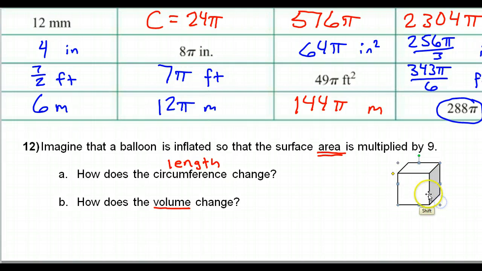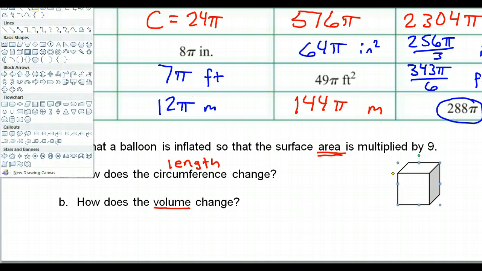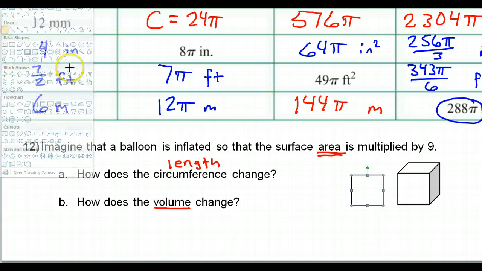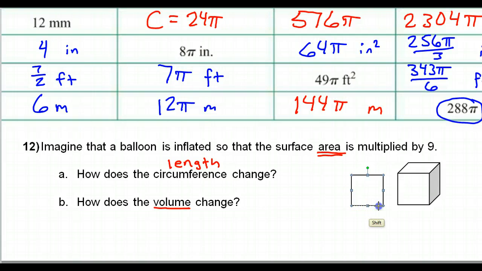this cube will represent our volume, and we will use a square to represent our area. Whoa, I missed. Okay, this square will represent our area, and this little segment here is going to represent our length. You messed up a little bit, but that's okay. So it's all about length, area, and volume, and how changing one changes everything.